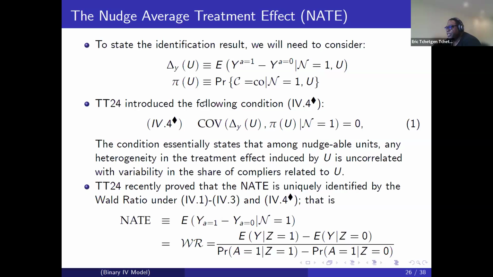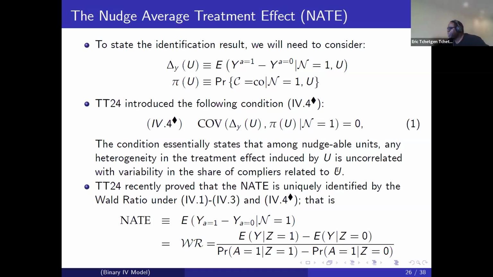Then in a recent paper, we introduced the following condition: if the heterogeneity in the causal effect due to U is orthogonal to the heterogeneity in the share of compliers among the nudge-able, driven by U, then in fact, the Wald estimand recovers the nudge average treatment effect. This condition essentially states that among nudge-able units, any heterogeneity in the treatment effect induced by U is uncorrelated with variability in the share of compliers related to U.